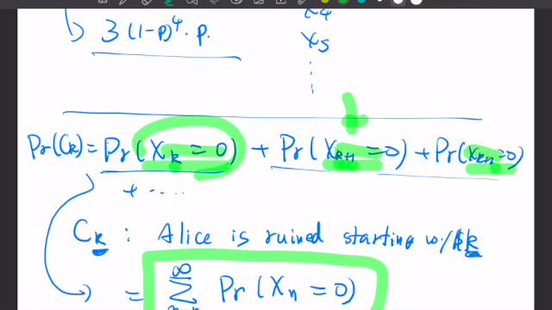So how can we do that? Here's the trick. First, define this event D: Alice wins the first play.